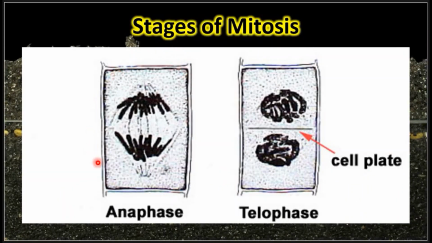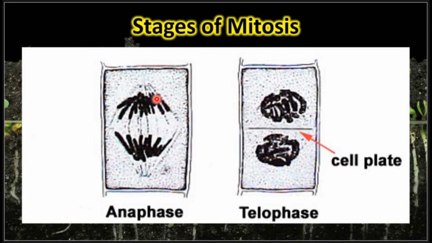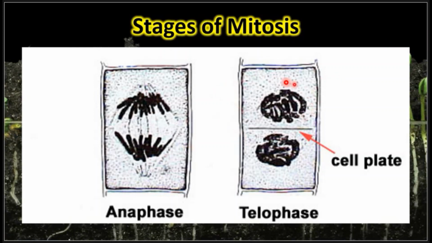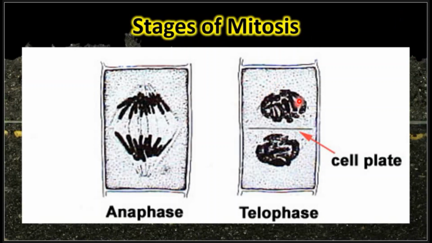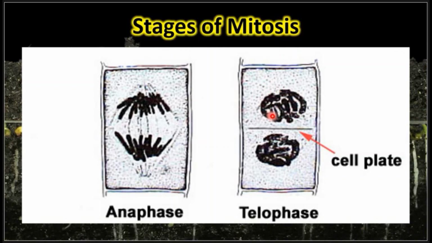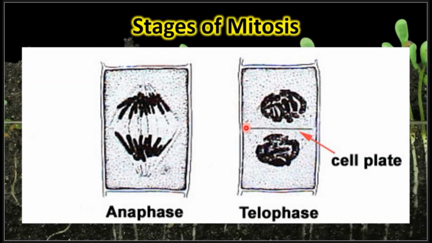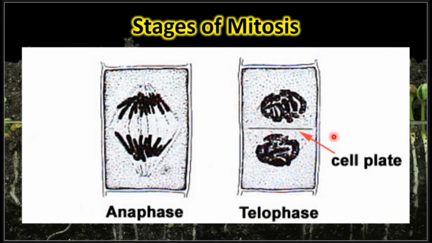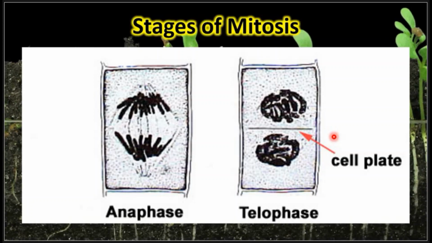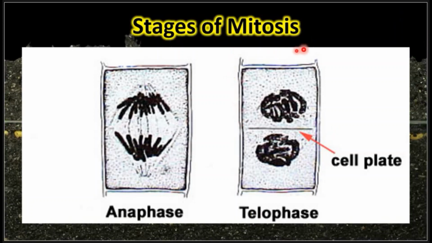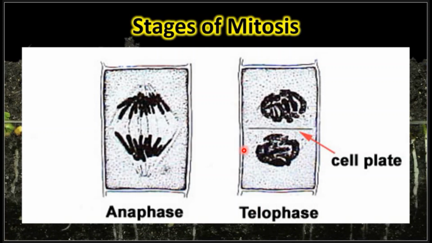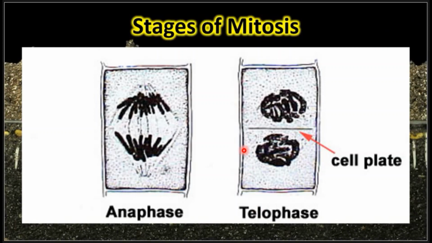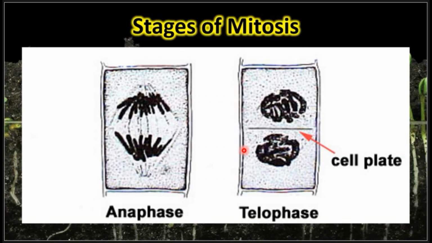This is anaphase, where the chromosomes are moving towards the opposite pole. This is telophase, where chromosomes have already reached the opposite pole, they have already started forming their own nuclei, and cell plate is almost formed by the fusion of vesicles. One more difference between plant cell and animal cell is plant cells appear rectangular, animal cells will appear circular. That is another difference between plant mitosis and animal mitosis.